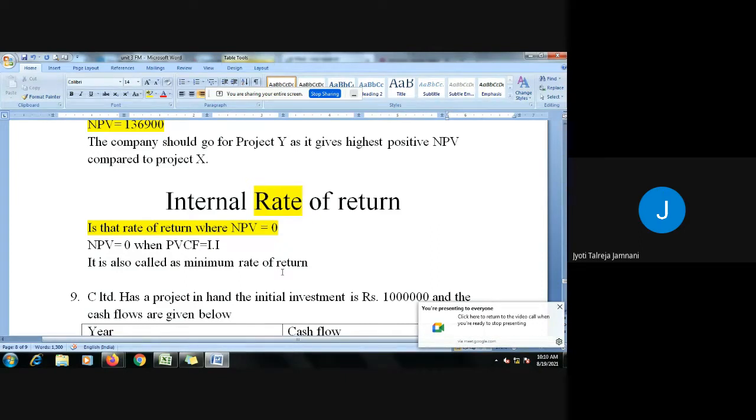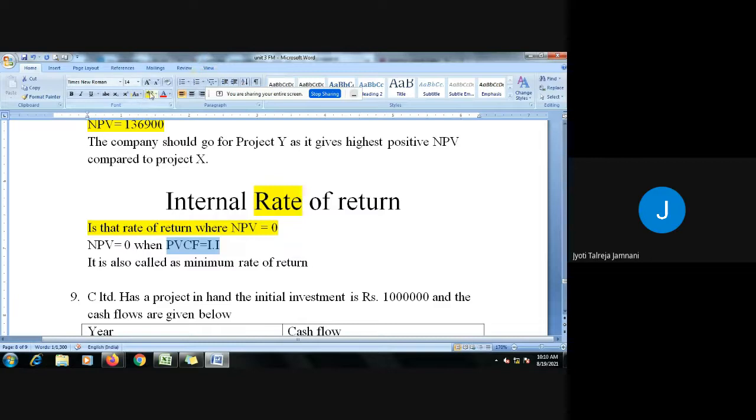Internal rate of return is that rate at which the NPV should be equal to zero, or we also call it the minimum rate of return which the company should earn so that it has no losses. Cash flow is equal to your initial investment. So you should earn at least enough to recover your initial investment.